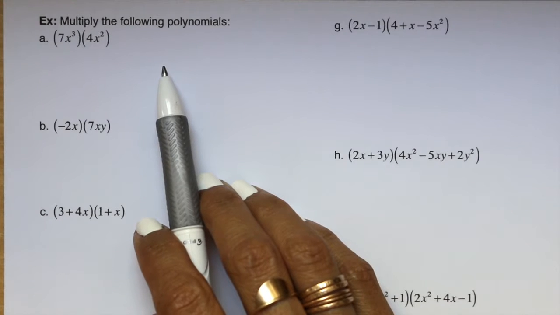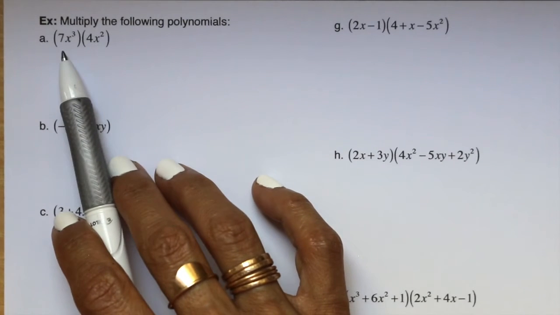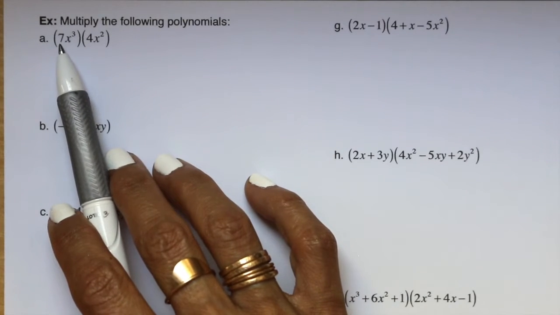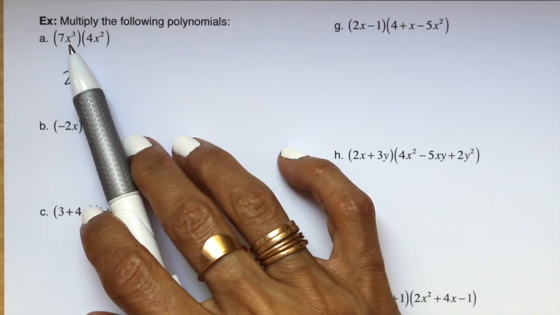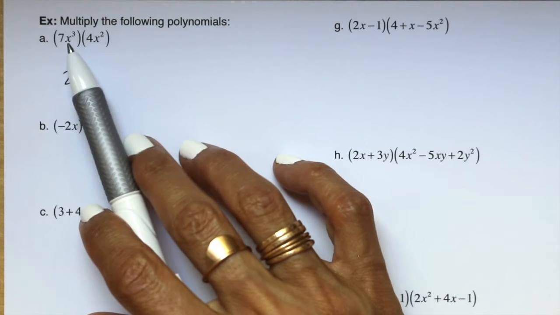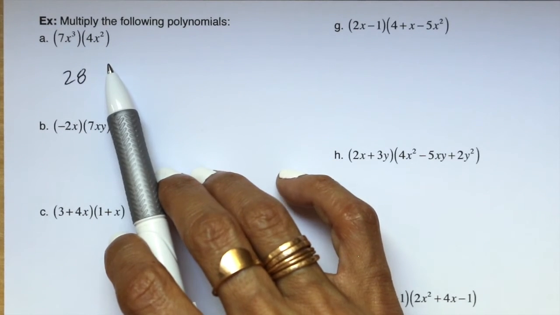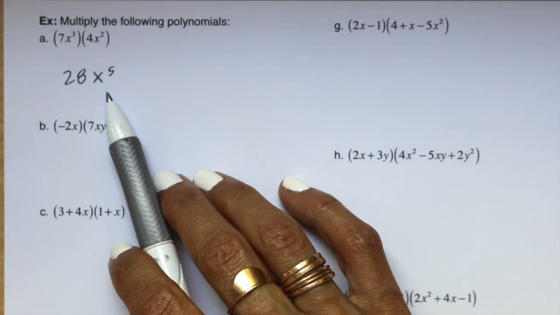In this lesson, we're going to go over multiplying polynomials. In this first problem, we have two monomials that we're multiplying together. So we're going to multiply the 7 and 4 and get 28. Then we have x to the third times x squared. When you're multiplying with same bases, you add their exponents. So you get a total of x to the fifth. So here's our final answer, 28x to the fifth.